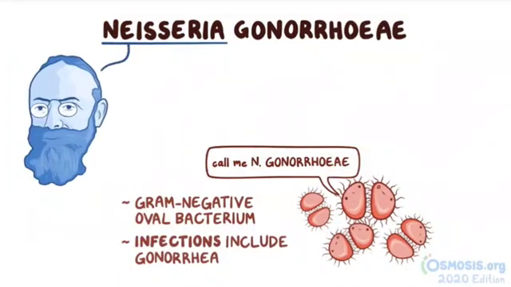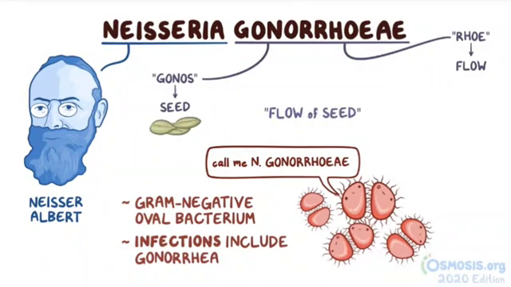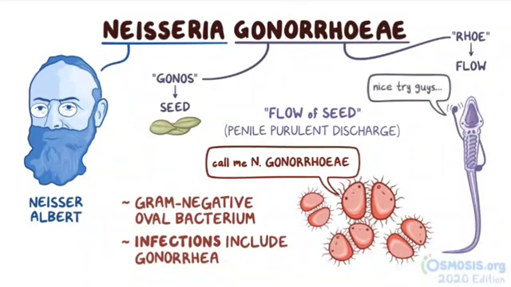The word Neisseria comes from Albert Neisser, a German physician who discovered it, while gonorrhea is from the Greek words gonos, which means seed, and rho, which means flow, meaning flow of seed, an illustration referring to the penile purulent discharge, which was mistakenly thought to be semen in infected males.